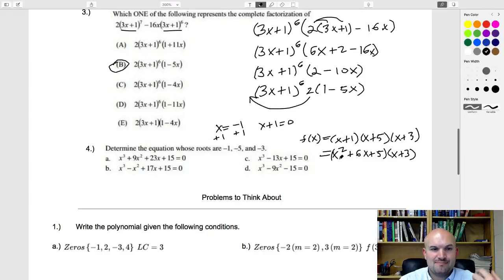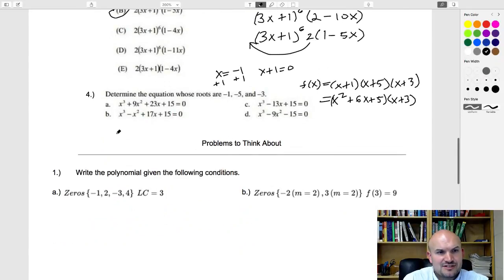Now, I'm not going to do that in my head, even though I could. For this one, I'm going to use the box method, actually, because I haven't done that in a while. So box method, you could do this by distributive property, which is perfectly fine. Let's do the box method down here.